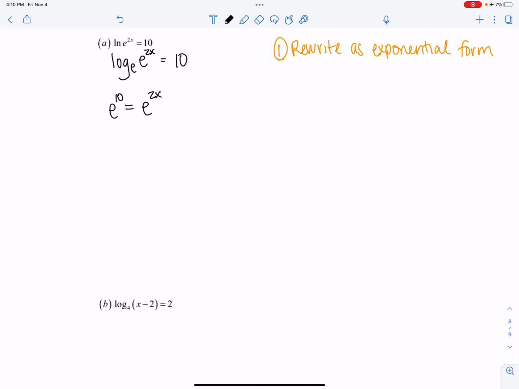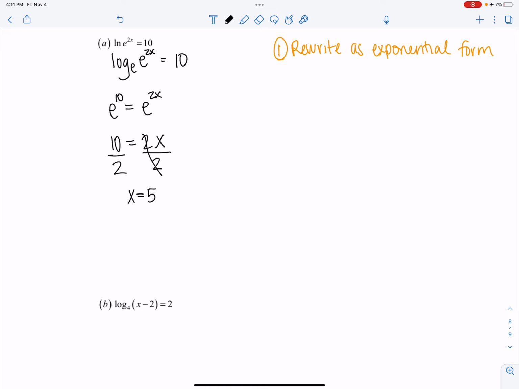Now this has become much easier for us to figure out because our bases are the same and the two quantities are equal, which means our exponents must be equal. So this must mean 10 equals 2x. And if we solve for our x, that gives us 5.